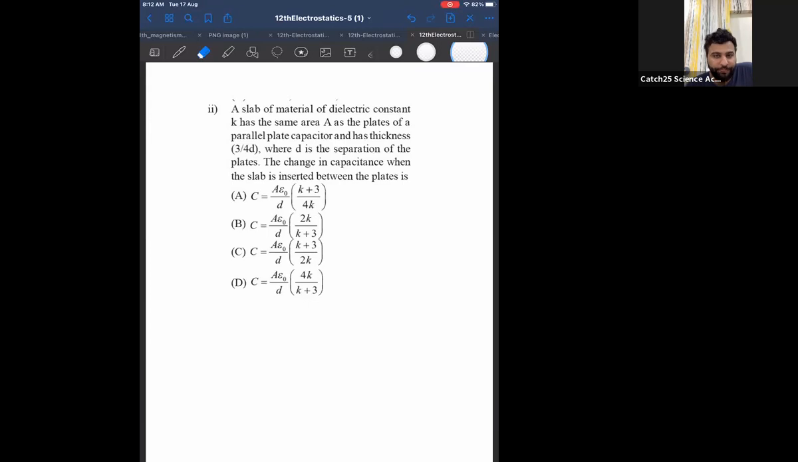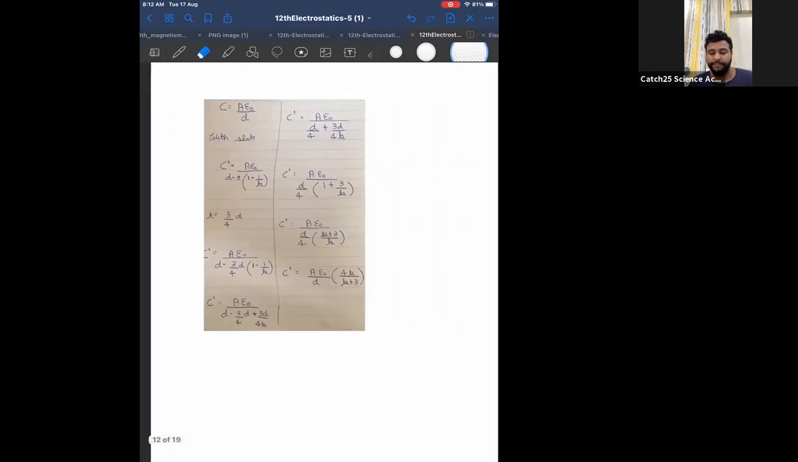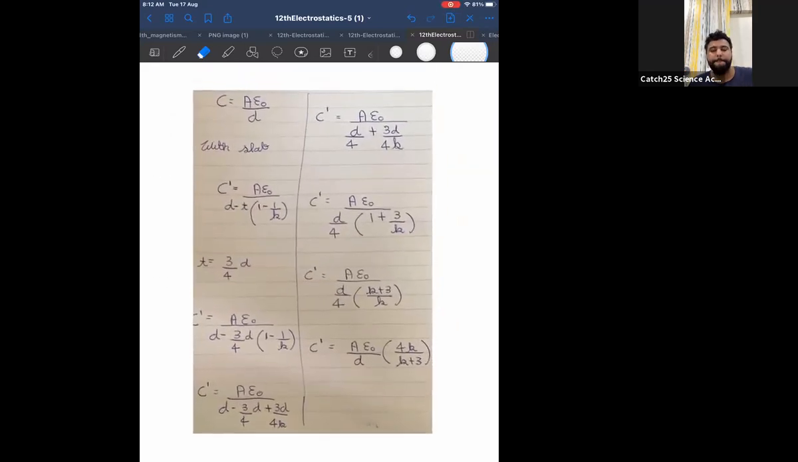The main clue that they have given, see here: a slab of material of dielectric constant K has the same area A as the plates of a parallel plate capacitor, of thickness 3 by 4D. That means the first clue that they have given is T equal to 3 by 4D. Now, what is the change in capacitance when the slab is inserted? Now, look at this. Okay, I will show you step by step. Tell me if you understand.